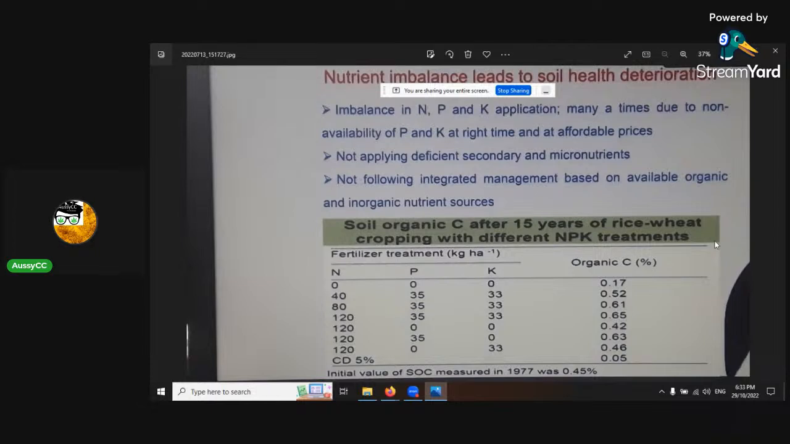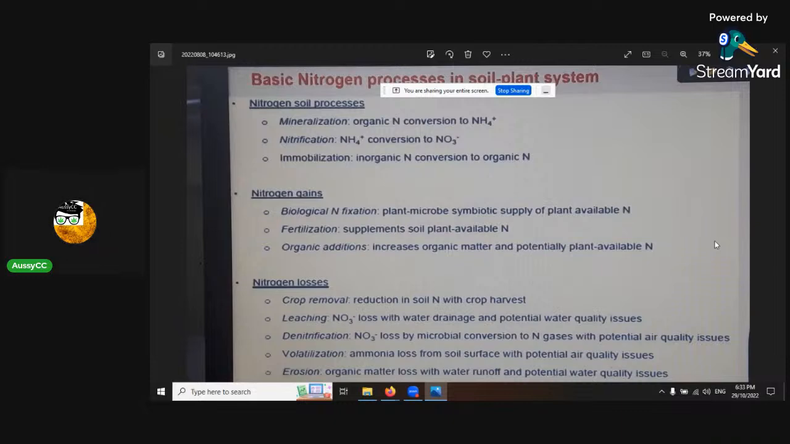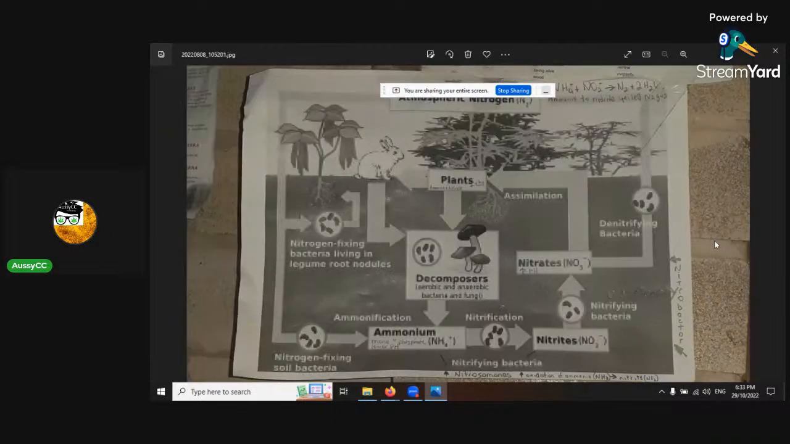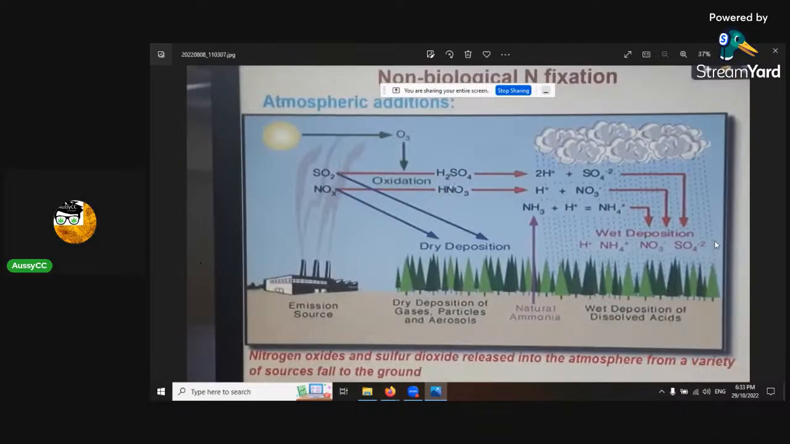NPKs and different experiments and organic carbon ratios over 15 years. That's the basic process of how it happens. Biological nitrogen fixation, even in storms. That's why it shows you can get it from the air. Lightning combusts nitrogen in the air, and it forms nitrogen compounds which rain down to the soil and fertilize the soil.